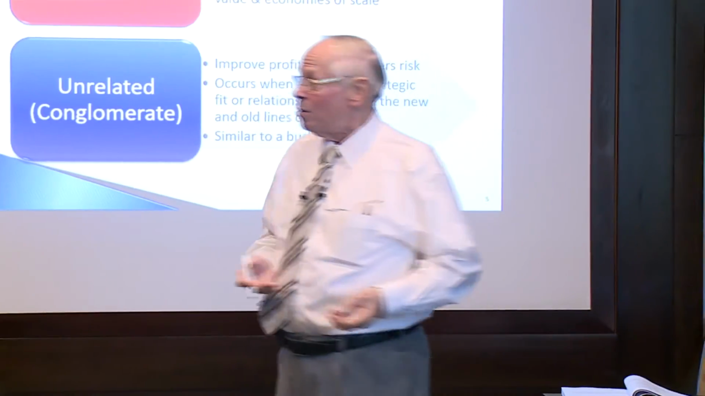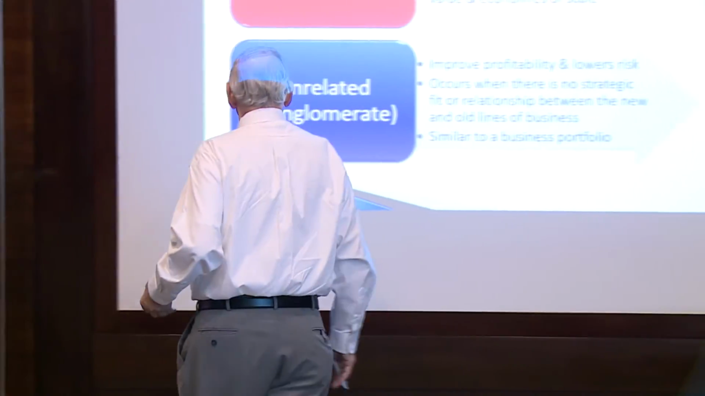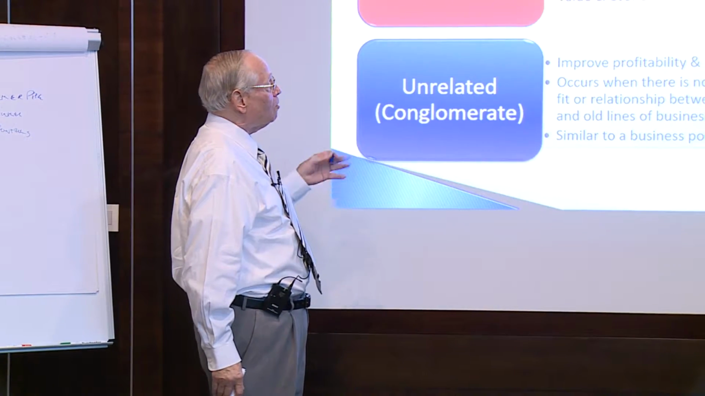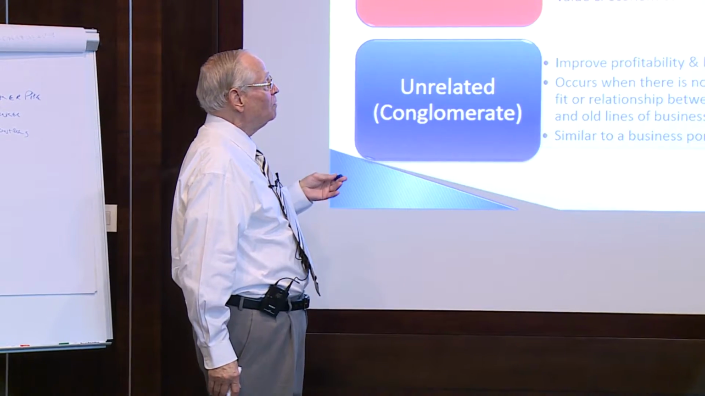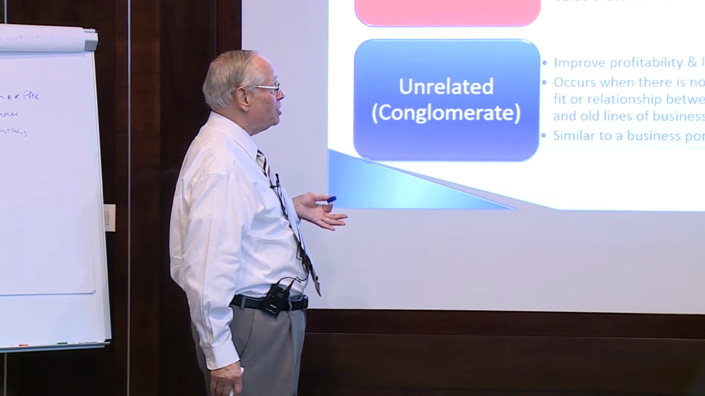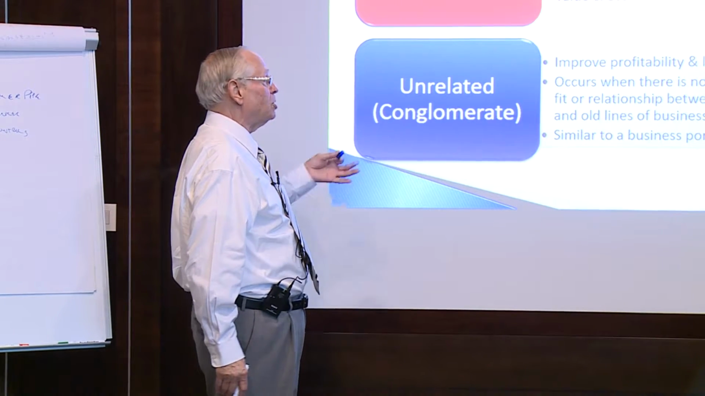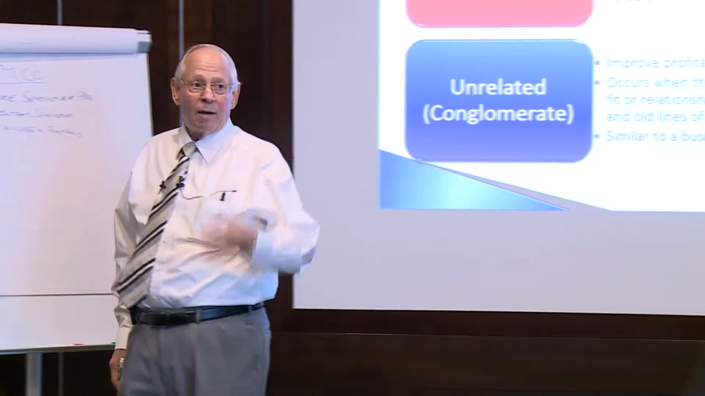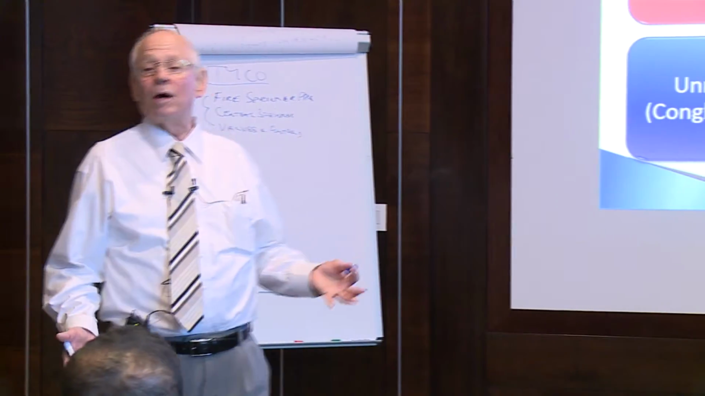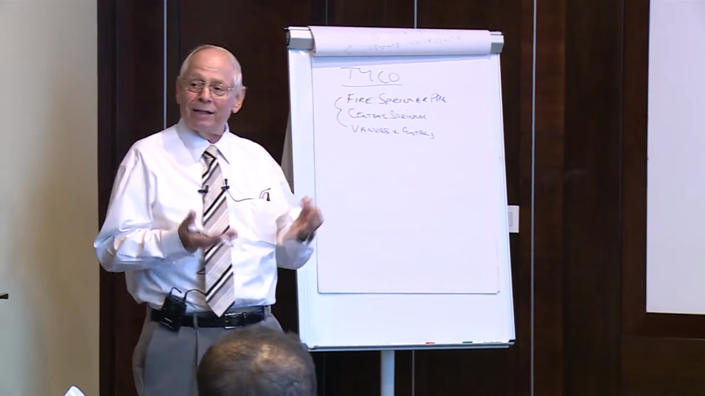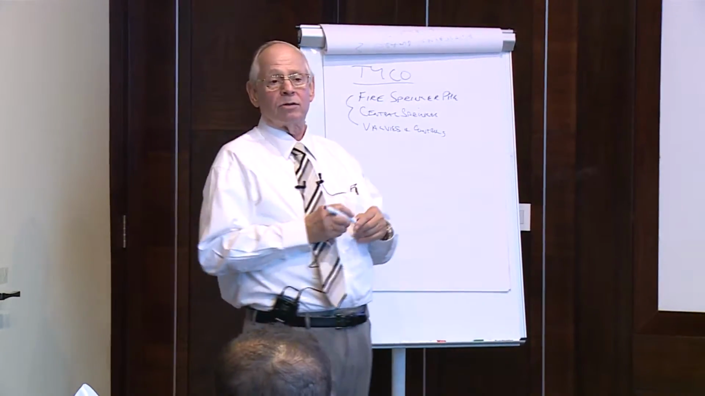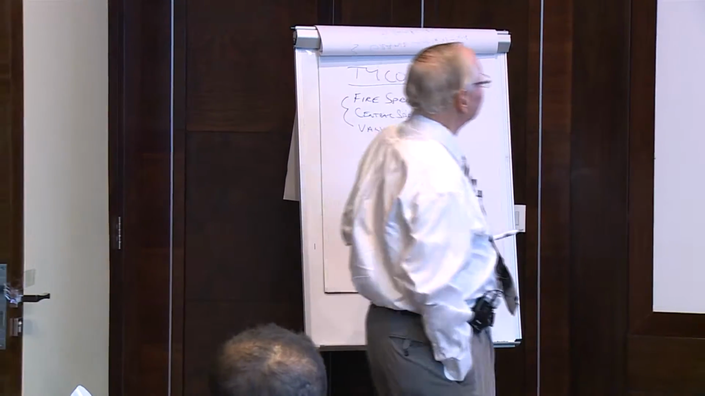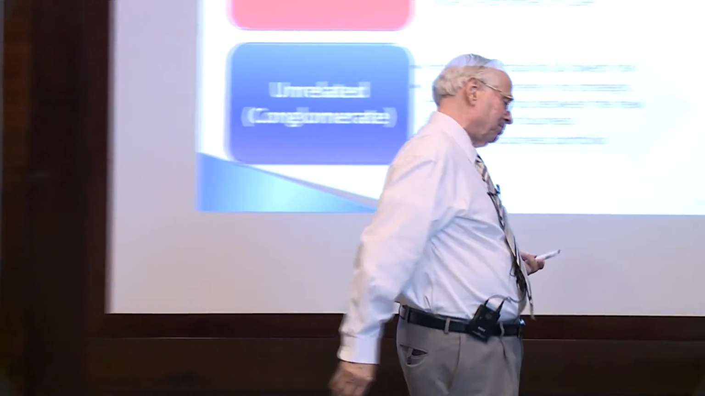Whereas if you're looking at General Electric, that would be more of a conglomerate or unrelated. So you improve profitability and lower risk. This occurs when there is no strategic fit or relationship between the new and old lines of business, similar to a business portfolio. So General Electric, there's no correlation between nuclear, jet engines, plastics, finance, and so on. That is totally an unrelated or conglomerate type of diversification strategy. Does that make sense? So those are two types.